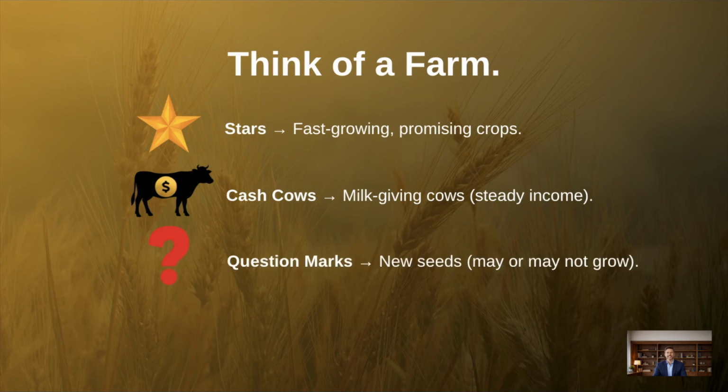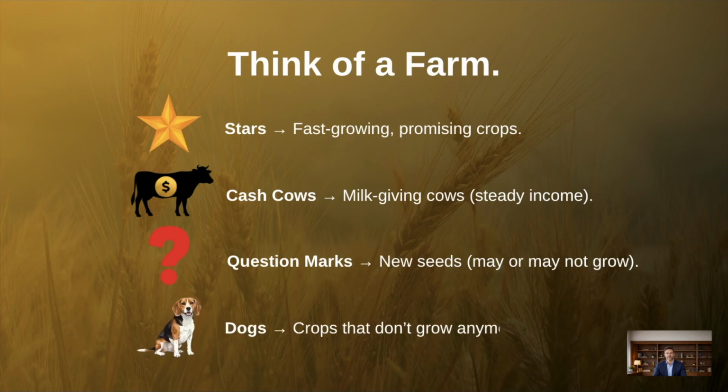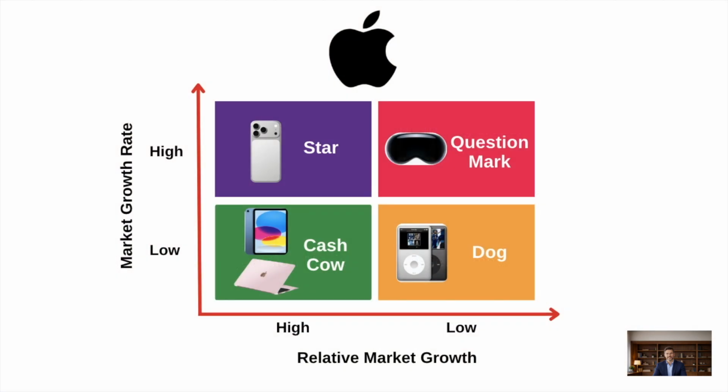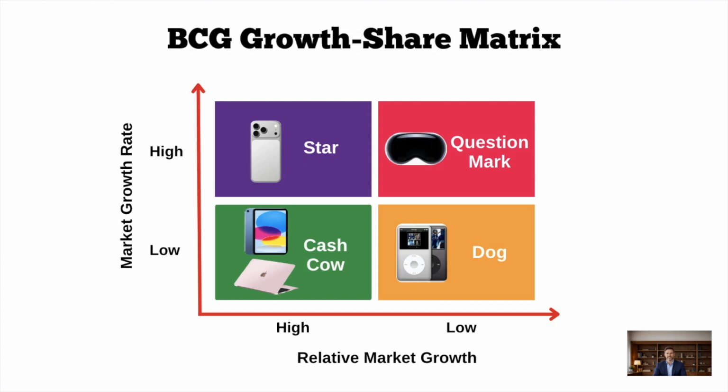Question marks are like new seeds. Some may grow into healthy crops and some may fail. You're never sure. Dogs are like crops that don't grow anymore. They take space and effort but give very little in return. So, just like a farmer decides where to invest time and resources, companies use the BCG matrix to decide what to grow, what to maintain, and what to let go. So, the BCG matrix helps companies like Apple decide where to invest, grow, or cut back, ensuring their portfolio stays profitable and future-ready.